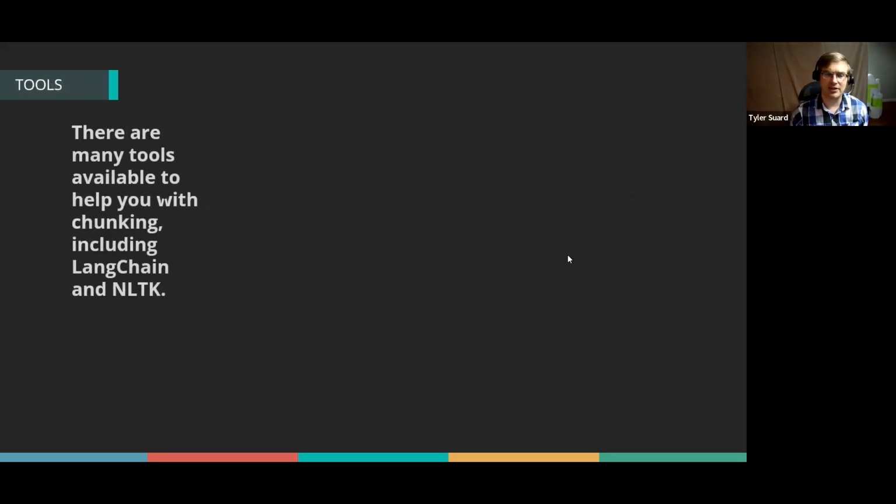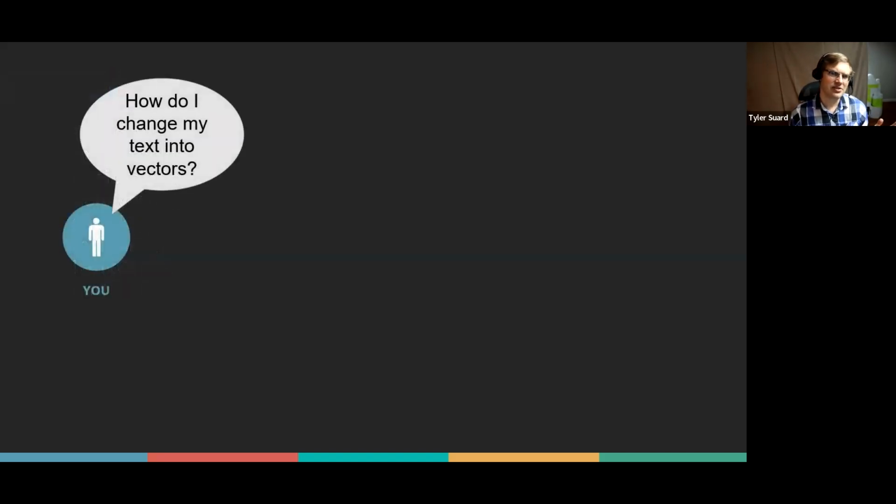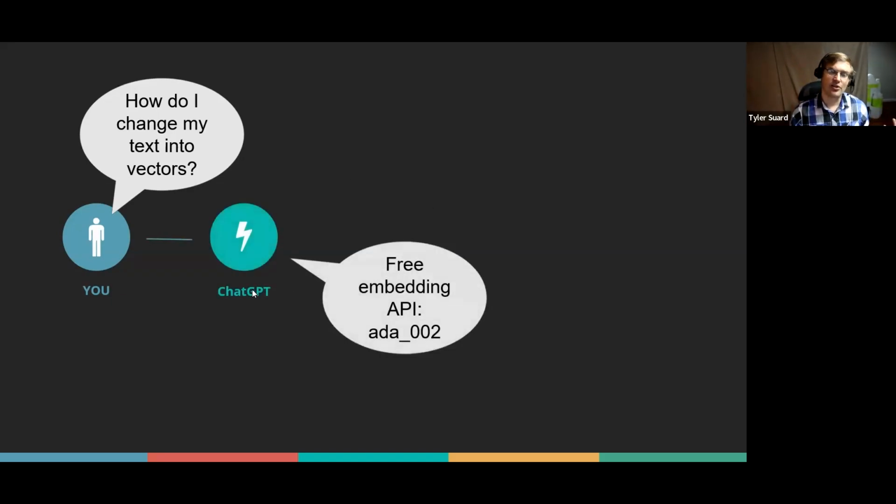Okay, so there are many tools available to help with chunking, including LangChain. LangChain is designed specifically for retrieval augmented generation, and also NLTK, Natural Language Toolkit. Here's a little bit of an overview of how this works for changing your text into vectors. We all know that OpenAI makes ChatGPT, but they also have an API that you can send anything to, and it will send you back a vector. It's called ADA002. You just send your text to that API and you get a vector back.